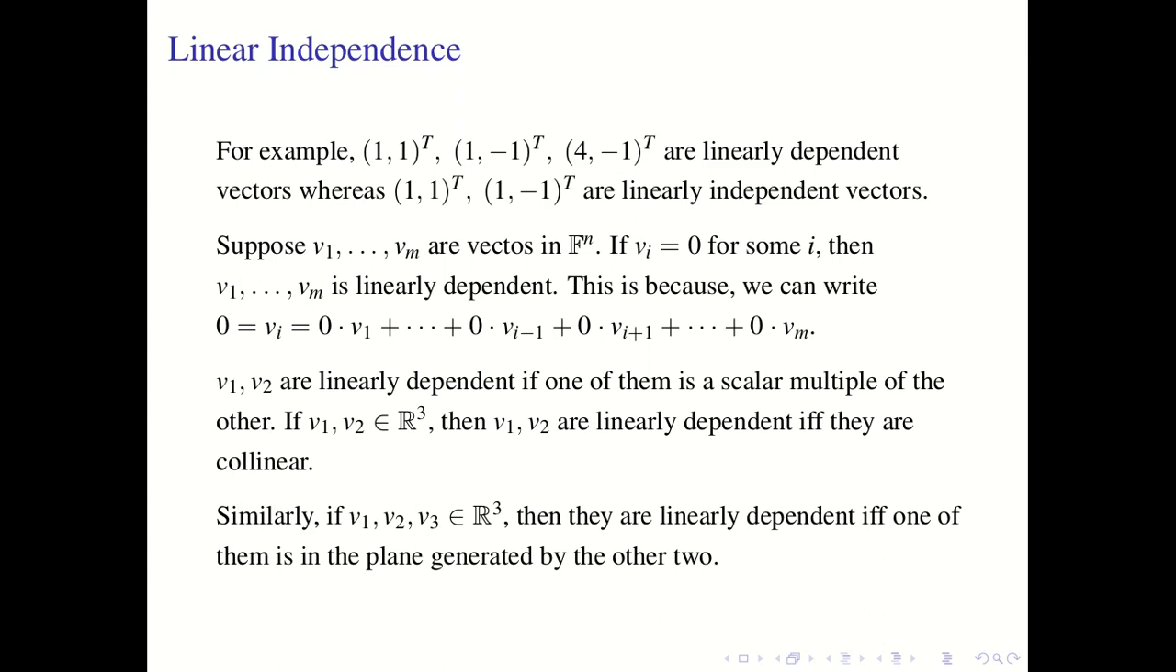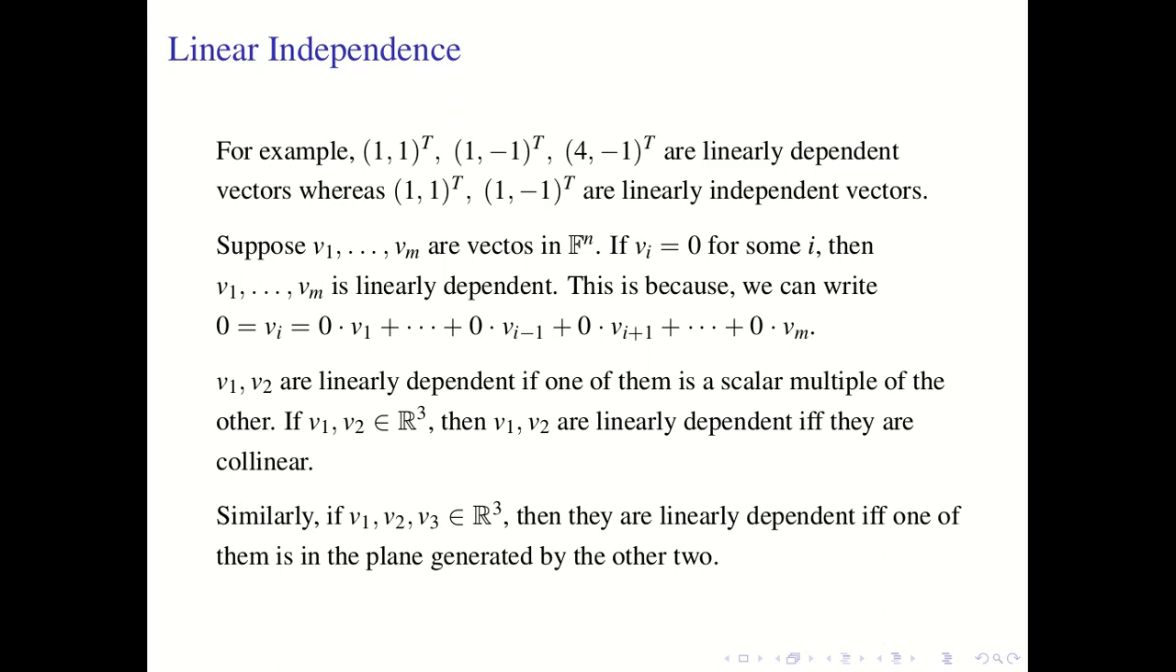A quick observation about linear dependence. Suppose you take m vectors in Fn and one of them is the 0 vector, then v1 up to vm is linearly dependent. This is because you can write vi, the 0 vector, as a linear combination of the rest of them with all the scalars being 0. So any collection of vectors including the 0 vector is linearly dependent.